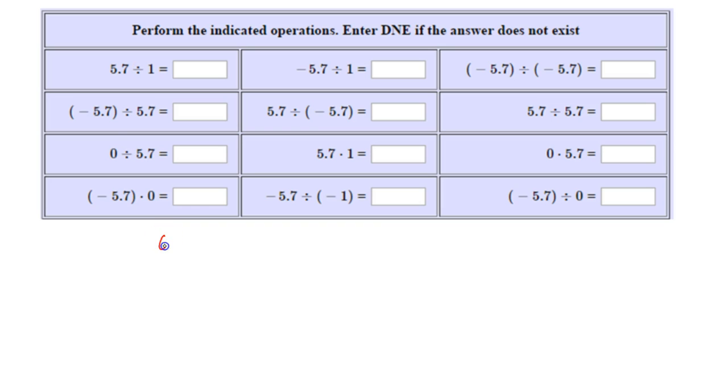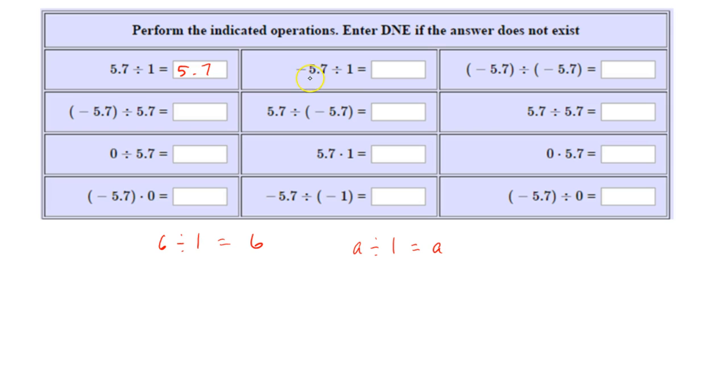So if we had 6 divided by 1, that's asking how many 1's are in 6. Well, there are 6 1's in 6. 6 is made up of 6 1's. Similarly, this is asking how many 1's are in 5.7. Well, there's 5.7 1's in 5.7. And in general, that will be the case. So let's write this. If you divide a number a, where a is any number, don't let the letters bother you, if you divide any number by 1, it equals the number itself.